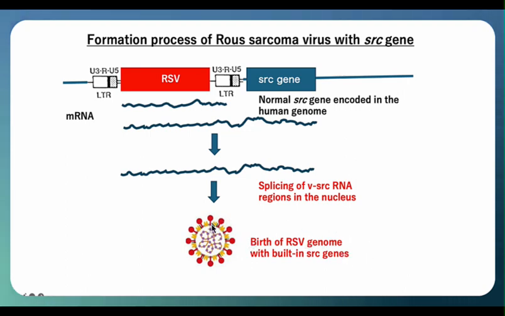This intronless src containing RNA was then packaged into the viral particle, giving rise to the Rous sarcoma virus that we observe today, carrying the oncogenic src gene.